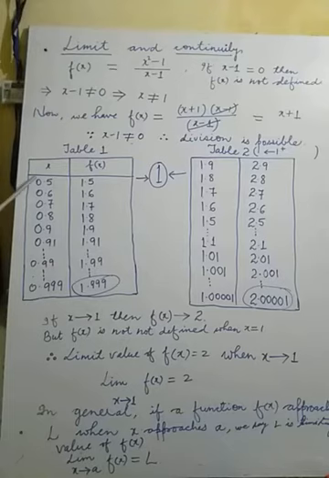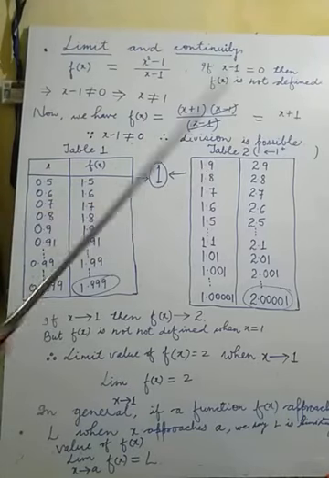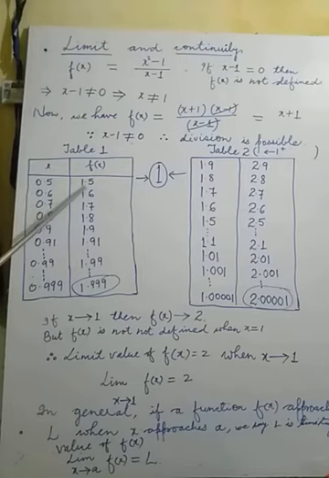To see the value approaching 1, what is the value of f(x) here? You may observe, if we take 0.5 in the place of x, f(x) will be 1 more than the value of x. So 1 more than 0.5 will be 1.5. For 0.6, the value of f(x) will be 1 more than 0.6, so it will be 1.6. For 0.7, it will be 1.7. For 0.8, it will be 1.8.